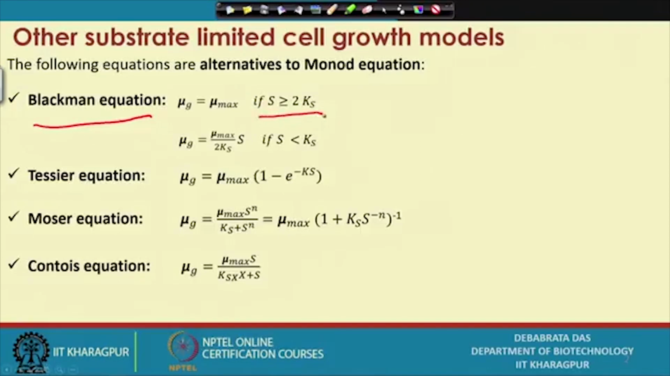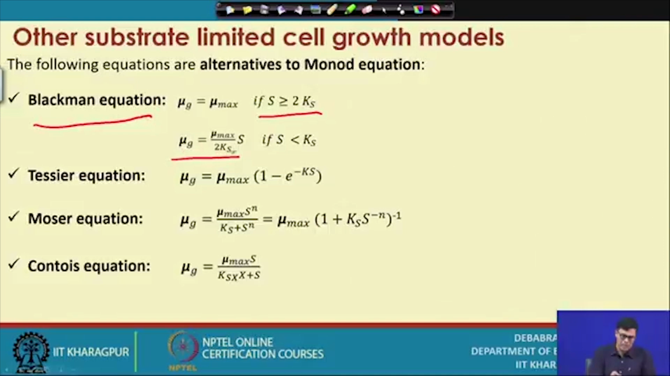The first model is the Blackman equation. This equation is mu g equals mu max, and that is valid when S is greater than 2 Ks. Here mu g is the specific growth rate. Then this is equal to mu max times S divided by twice Ks if S is less than 2 Ks. The Tessier model is mu g equals mu max times 1 minus e to the power minus k into S.